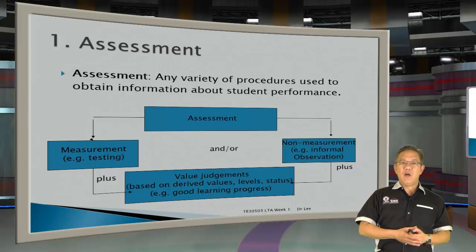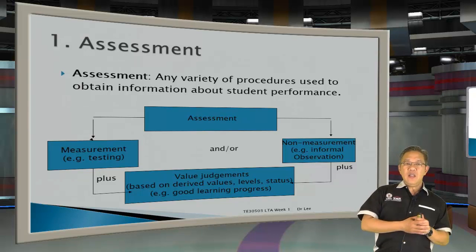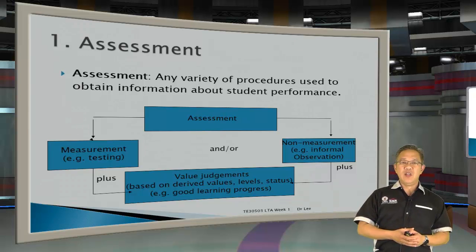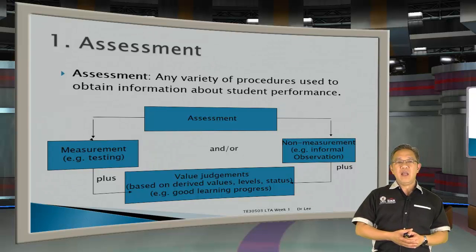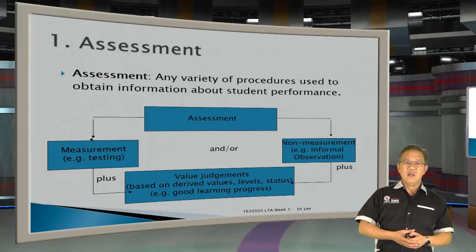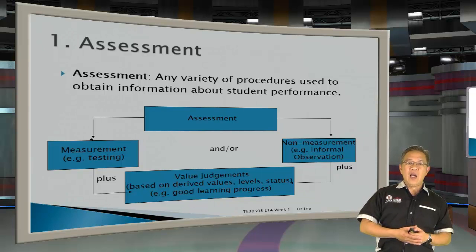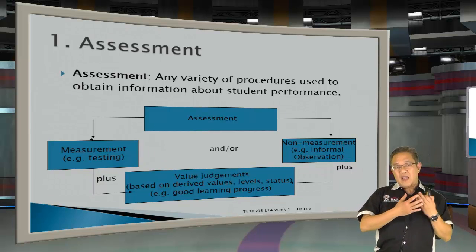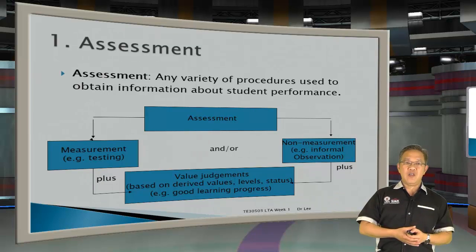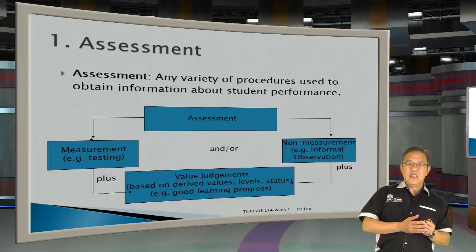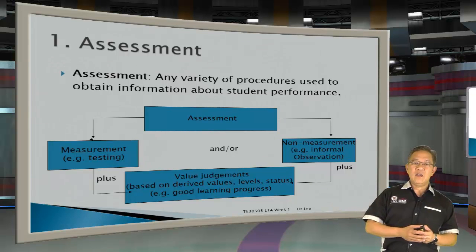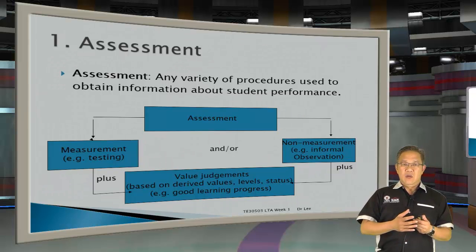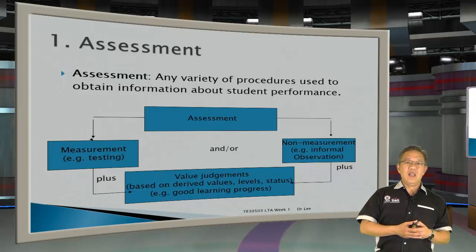For example, informal observation. So, using measurement and non-measurement procedures will allow you to gather enough information to make certain forms of value judgments. These value judgments will allow you to then formulate or assess a particular candidate or a student based on certain derived values, levels, status. So, for example, you could say whether a particular learner has made good progress in learning or not.